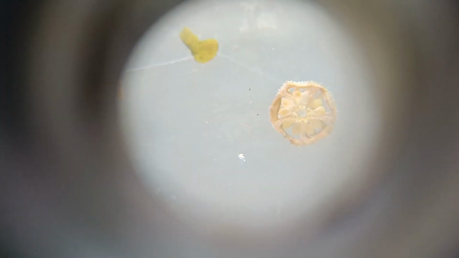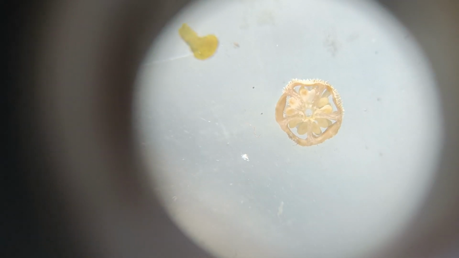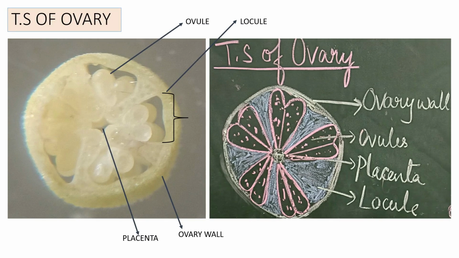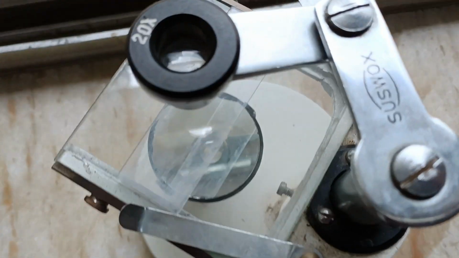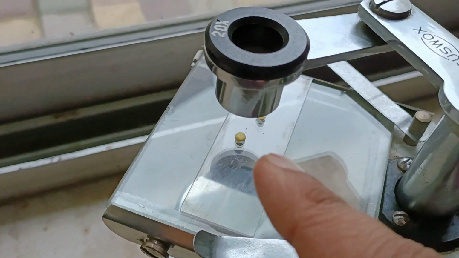Transverse section of the ovary is divided into 5 locules. Each locule ideally has 2 ovules. The center region of the ovary is known as placenta, from which the ovules derive the nutrition.